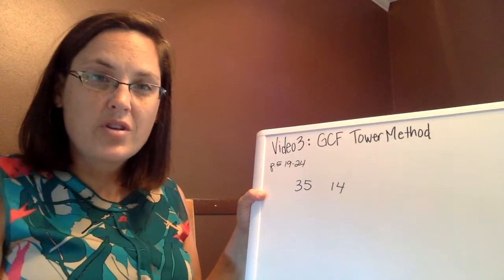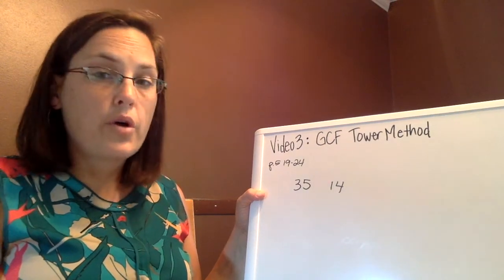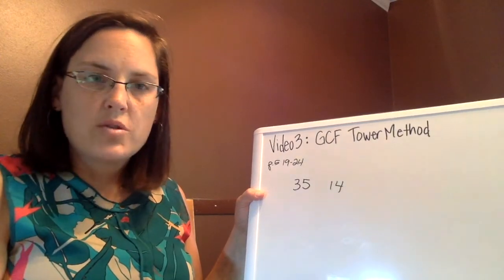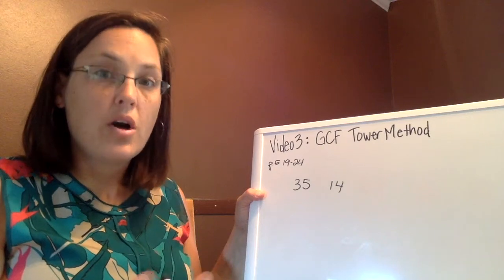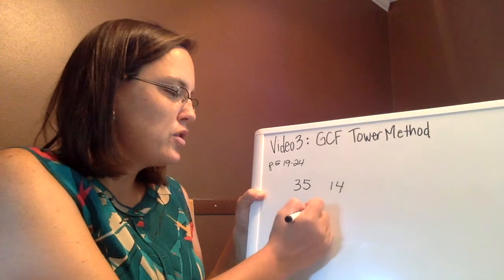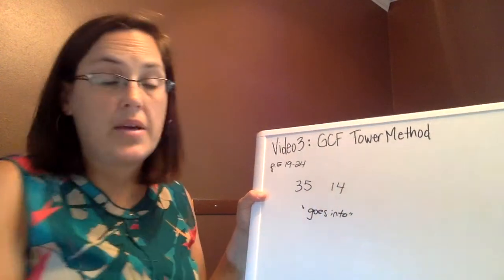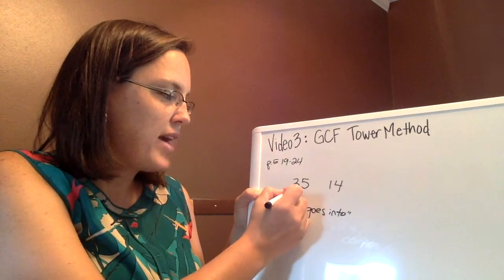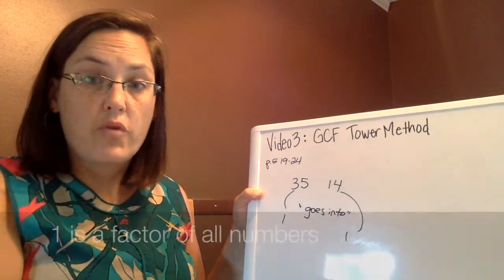I know that when I was first teaching, I would always ask students the question, what number goes into 35 and 14? And a lot of times students will say 1. Well, that's correct. 1 goes into all numbers. 1 is a factor of all numbers. So the actual words goes into, it's not really mathematical speaking. We should use the word factor. So 1 is a factor of 35 and 1 is a factor of 14.